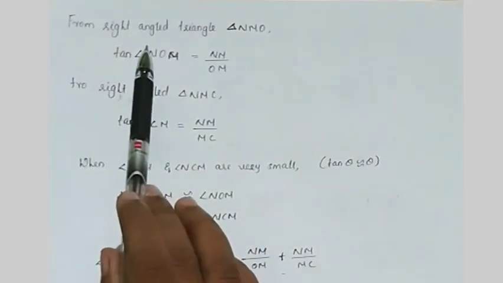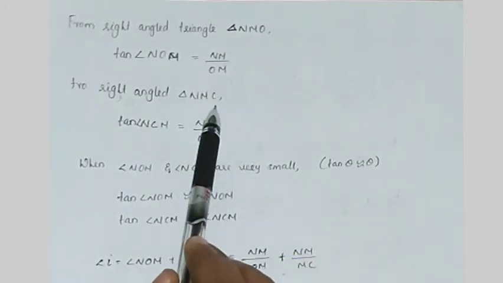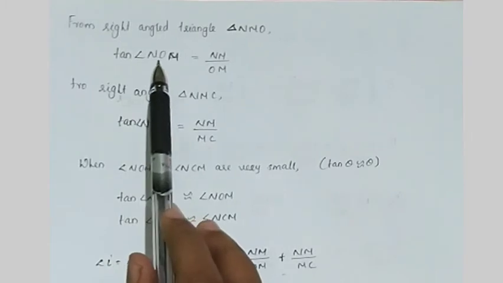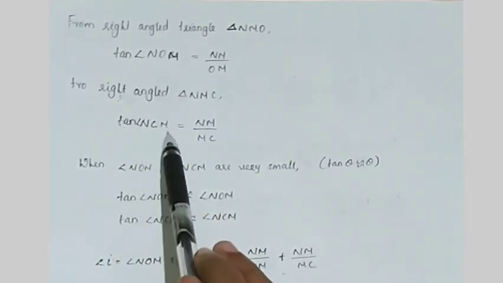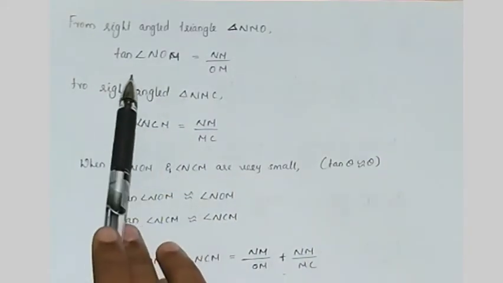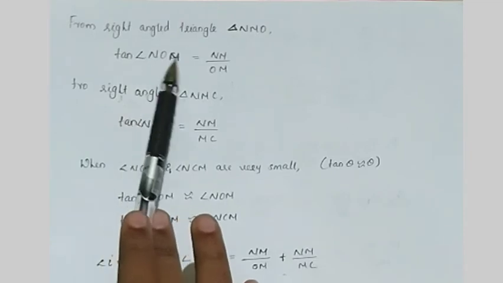So by analyzing the right angled triangles, triangle NMO and triangle NMC, we have obtained the tan value of the angles NOM and NCM, and we know that for small angles the tan value of the angle is the angle itself.